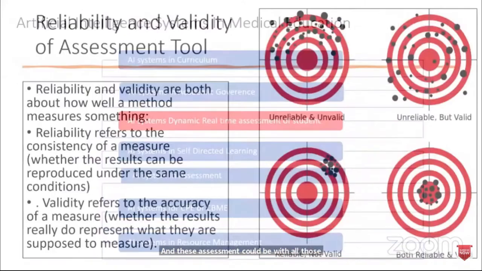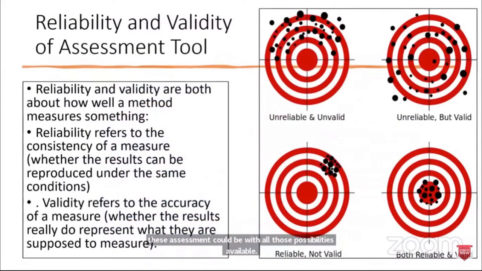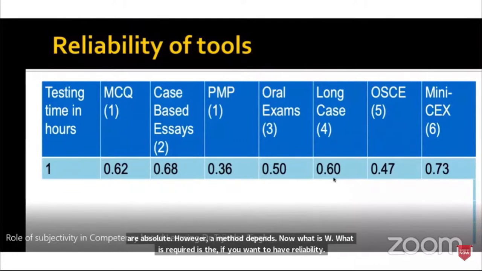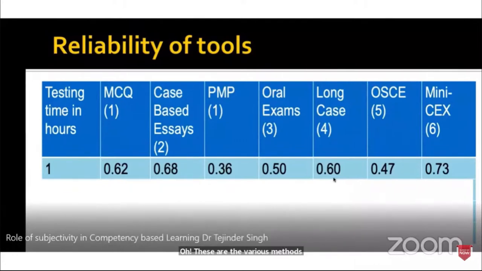Now, another thing is that it can be used to find out an assessment, because while doing assessment, there are two things happening: reliability and validity. Reliability and validity, both are absolute, however, the method depends. If you want reliability, these are the various methods of evaluation: MCQs, essays, PMPs, oral exam, long case, OSCE, mini-CEX, and there is a variation of reliability.